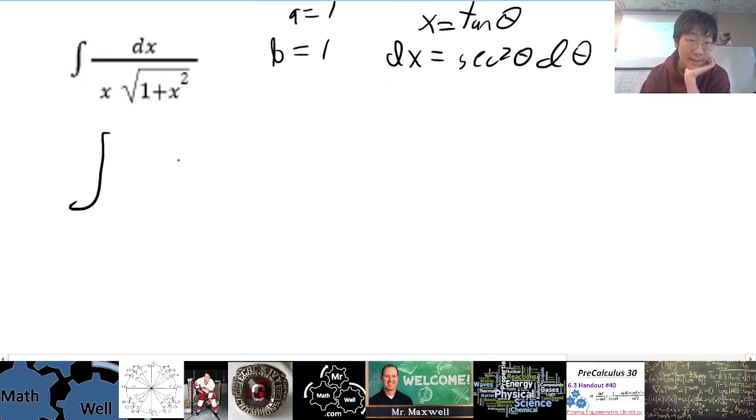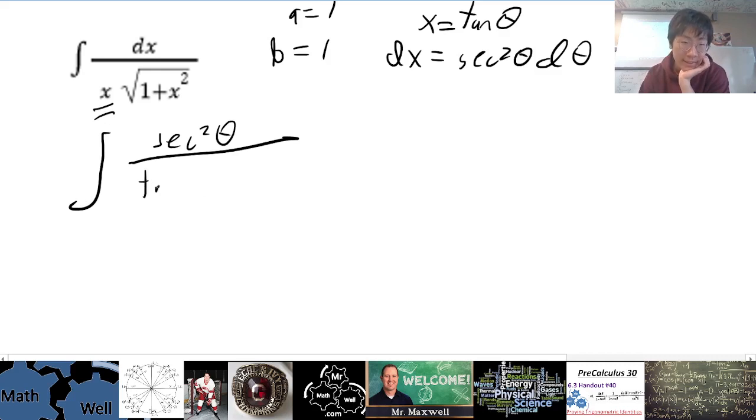So now we have the integral of secant squared theta over, and notice we have an x in the bottom there, so we actually do need to put in tan theta for x down there.